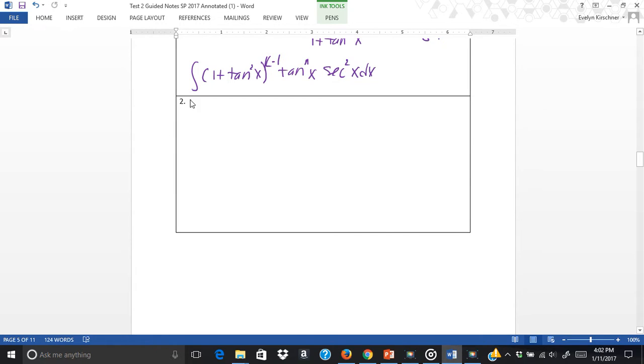Now what if my tangent power is odd and positive? I'm going to save, remember the derivative of secant is secant tangent, so I need to save a secant x tangent x factor. I'm going to convert the rest, and the rest are going to go to secant squared.